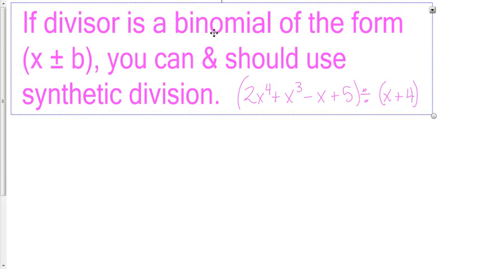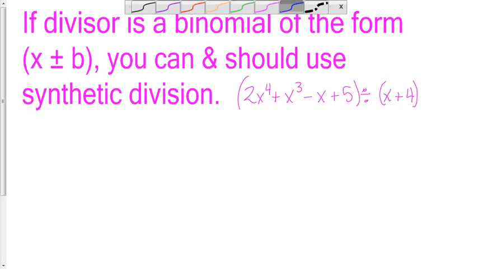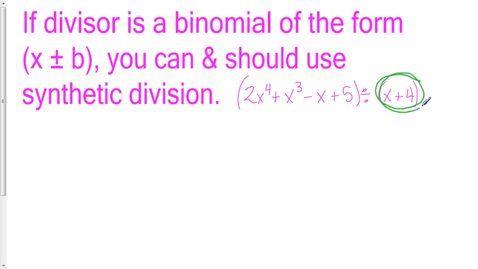Now then, actually in that last problem you could have done this. If the divisor is a binomial of the form x plus or minus b, you can and should use synthetic division. This is the divisor, and if it is in this form, x plus or minus some value, then you can use synthetic division. And remember, with synthetic division, you add down the columns, then multiply.